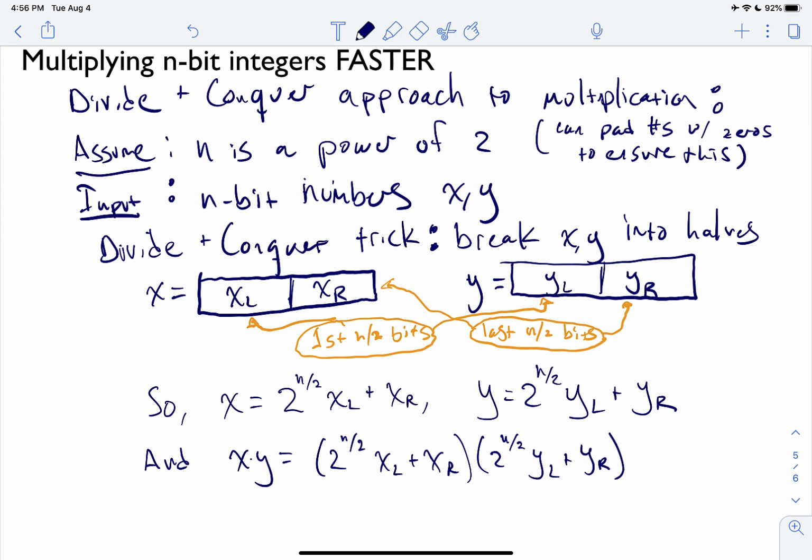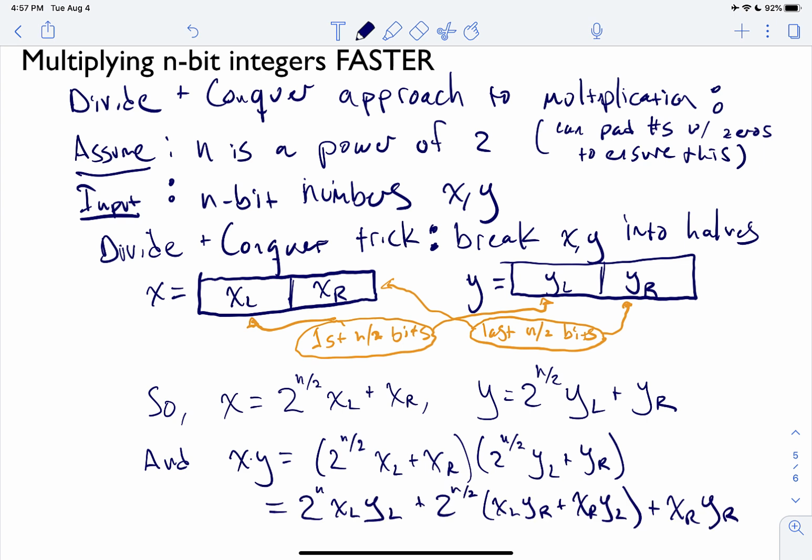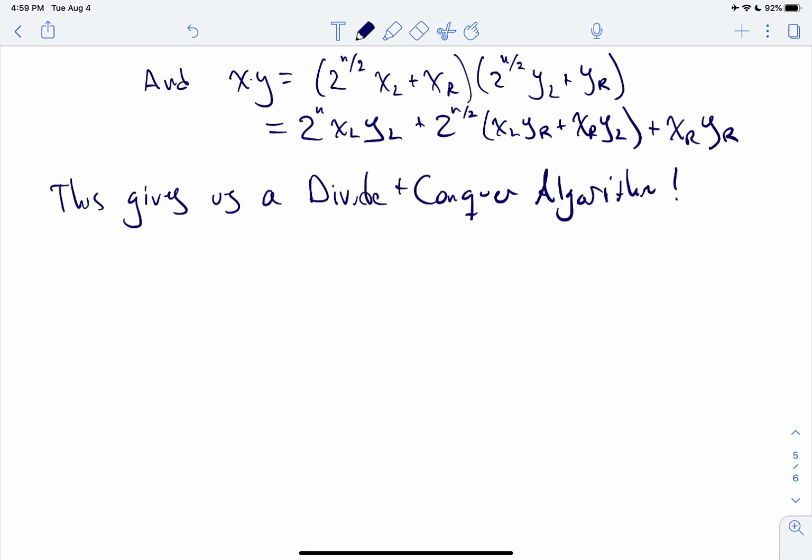And we can now compute x times y as follows. Using the distributive law, we can see that x times y equals 2 to the n times xl yl, plus 2 to the n over 2 times (xl yr plus xr yl), plus xr yr. Okay, this is now going to give us our first draft of a divide and conquer algorithm.